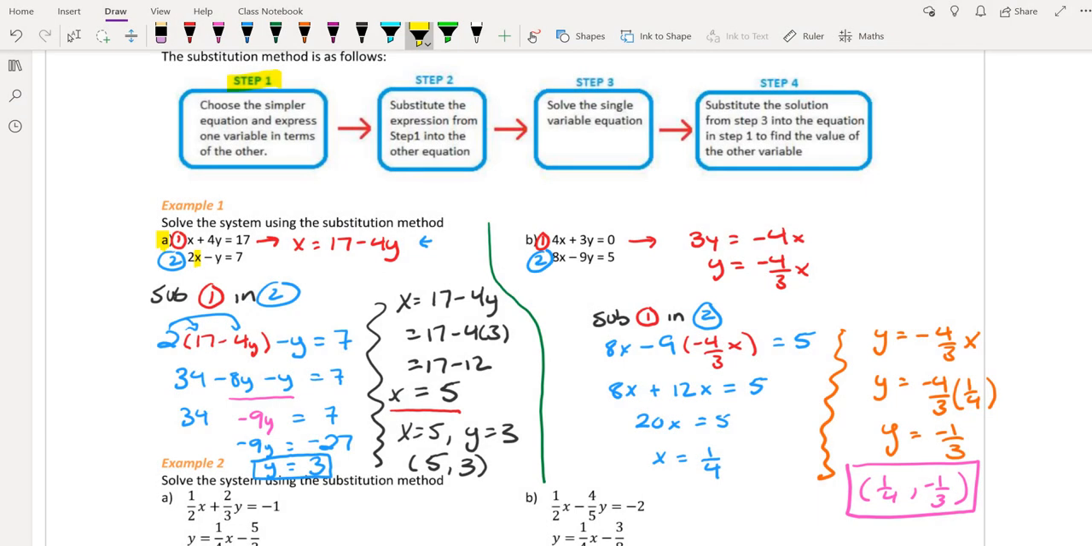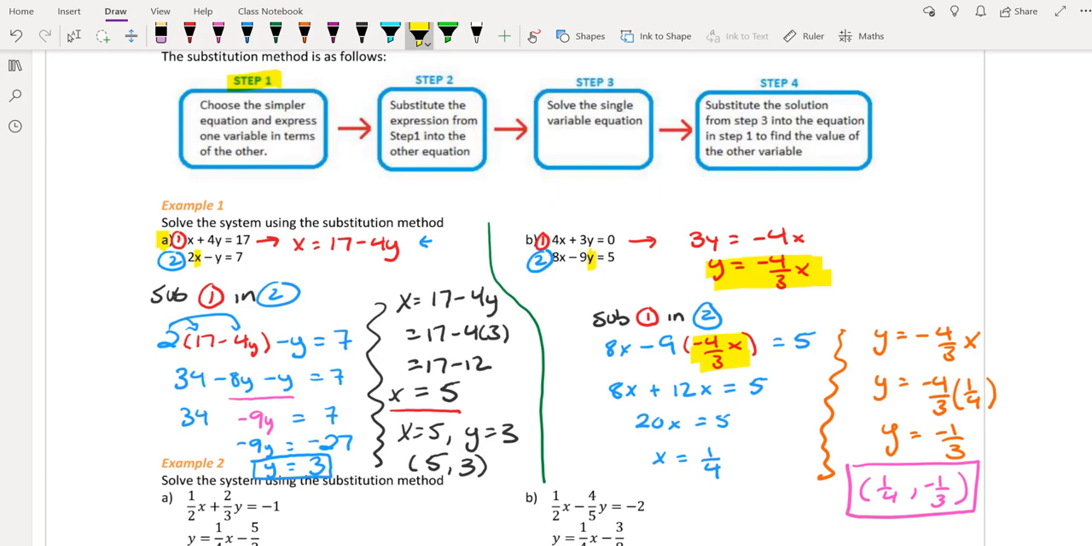Rewriting the first equation, you should end up with y is equal to negative 4/3 x. Now we're going to substitute 1 into 2. So wherever we see the y in this case, we're going to stick in the first equation. We multiply it through. 8x becomes 8x plus 12x is equal to 5. We collect our terms. It becomes 20x equal to 5.